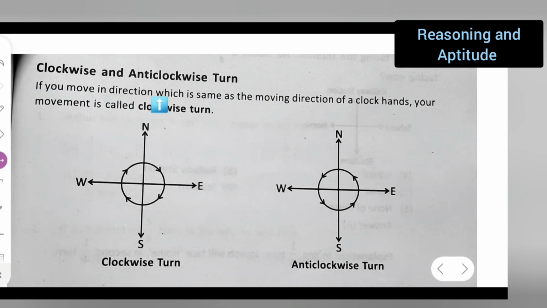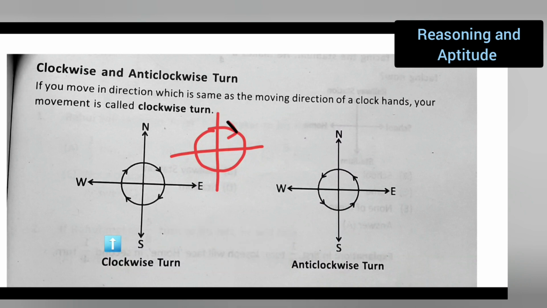Now moving towards the next page, that is the clockwise and anti-clockwise direction. If you move in a direction which is the same as the moving direction of a clock hand, your movement is called clockwise direction. This is the definition of a clockwise turn. Here is the clockwise turn. It will go like this. Suppose you have a circle, so obviously it is going to move like this.